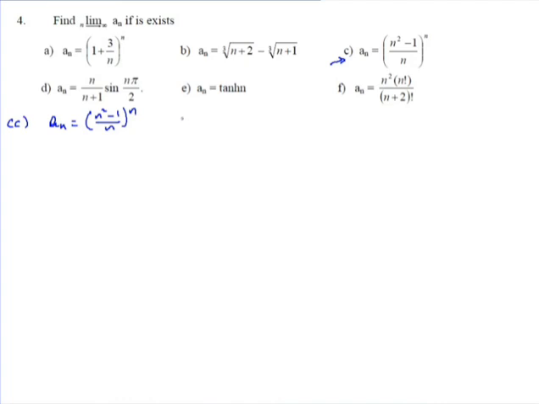One of the different ways of writing this is here.